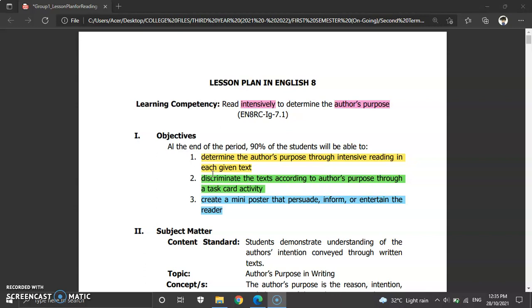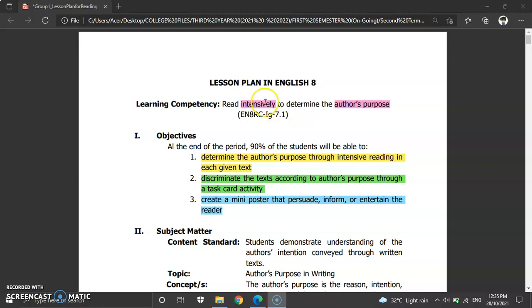The lesson plan is for Grade 8 students, for English 8. We have here the learning competency: read intensively to determine the author's purpose. We get this learning competency from our curriculum guide. From this competency, we have the words "intensively" and "determine the author's purpose."